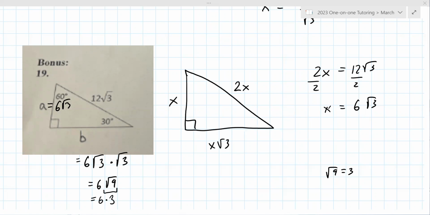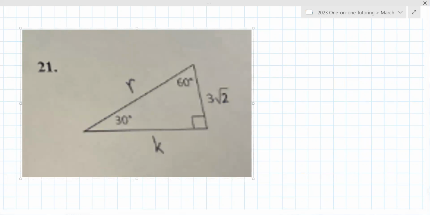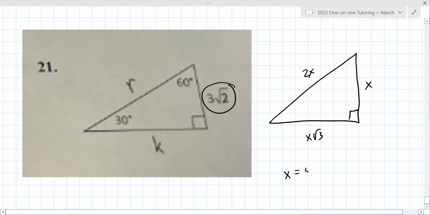All right, so just continue our theme of doing them in the same order. Let's do 21, and then we'll come back to 20. All right, so the given side here is the short leg, and that's nice. It's not a great number, but at least you don't have to do anything. X is 3 square root 2. So to find R, the hypotenuse, you will be doubling this. So it's 6 radical 2 for R. Yes. And then K.